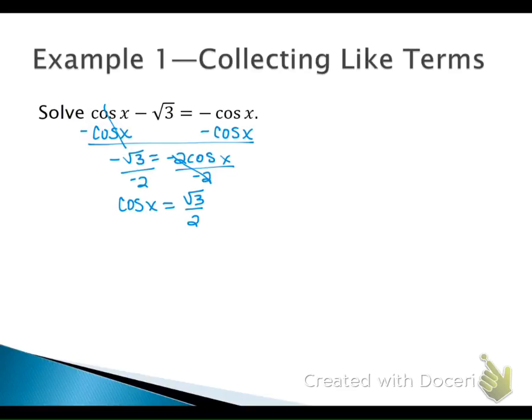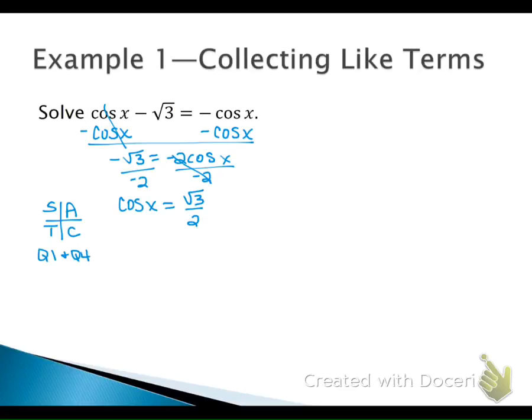Now we have to think back. Remember, all students take calculus, and so this tells us where our trig functions are positive. Here we're looking for where cosine is positive, so we're looking in quadrants 1 and quadrants 4. Now, but we're not restricted.